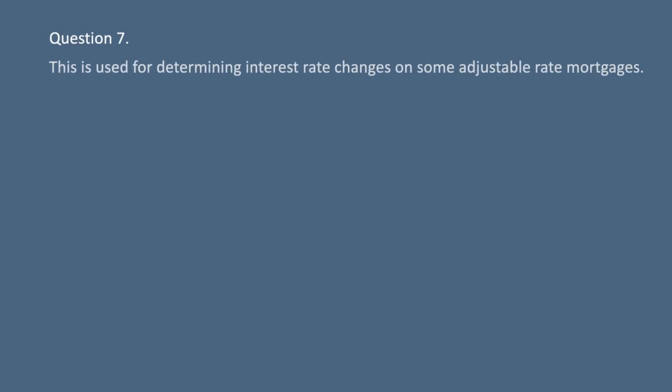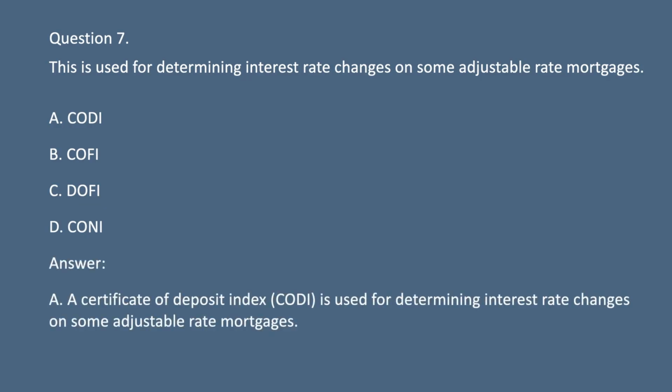Question 7. This is used for determining interest rate changes on some adjustable rate mortgages. A. CODI. B. COFI. C. DOFI. D. CONI. Answer A. A certificate of deposit index, CODI, is used for determining interest rate changes on some adjustable rate mortgages.